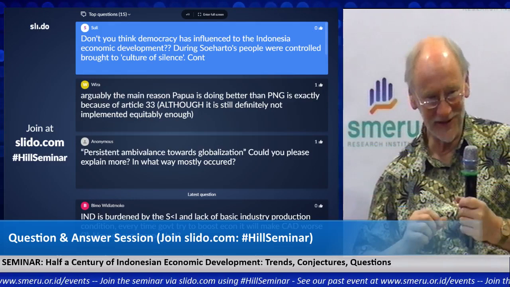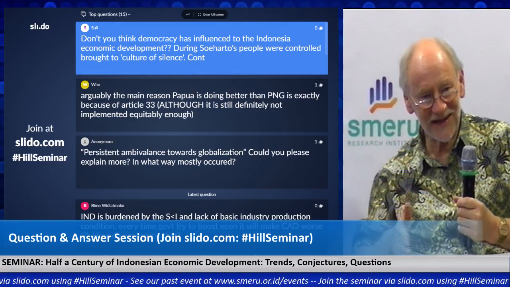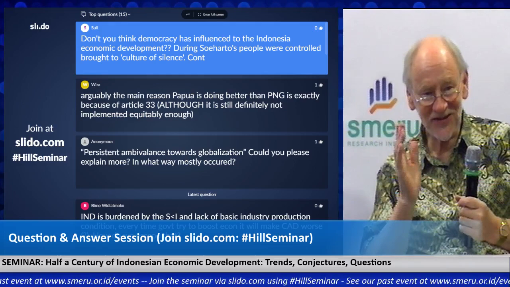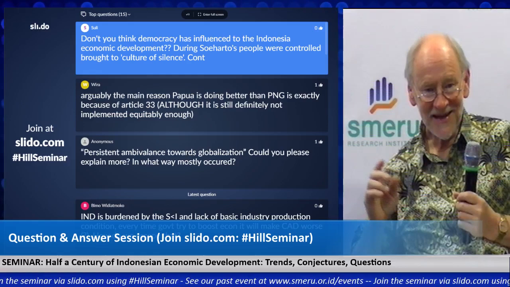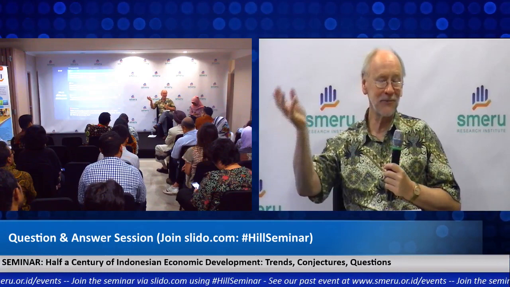If you look at the experience of East Asia, it's not clear, is it? Remember that first table I showed you of the star economies? None of them, except for Japan, were democracies, right? South Korea in the high growth period, Taiwan, Hong Kong, Singapore, China, and Suharto's Indonesia.